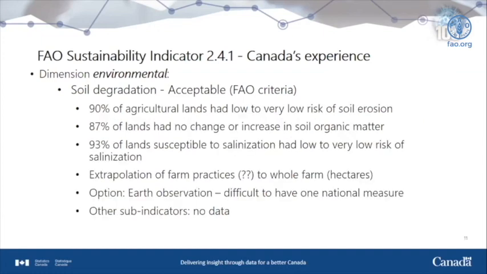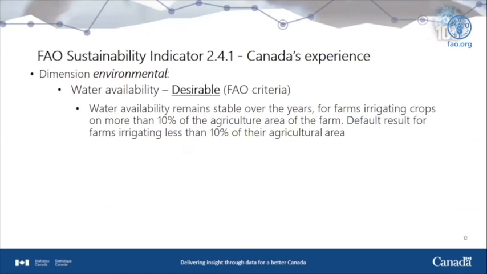So basically, for soil degradation, we had different indicators for which we were able to provide estimates. These results, we were able to report in hectares because we had pretty good scientific observation on the field as well. It's for some regions of Canada more than others. So overall, when we made all these measures for soil degradation, it was acceptable if we follow FAO criteria. Next one, please. Okay, just skip to the next slide, please.